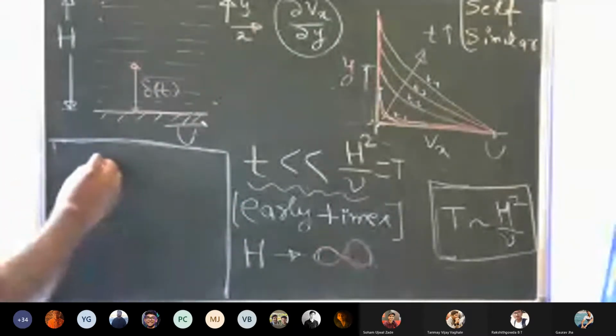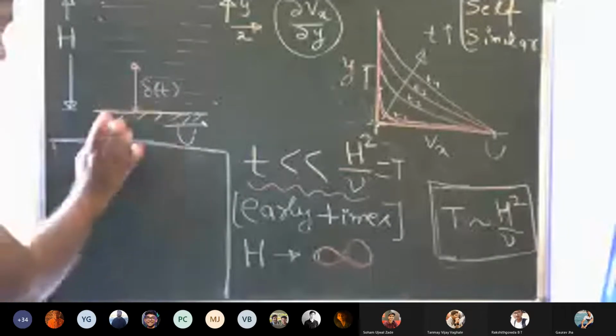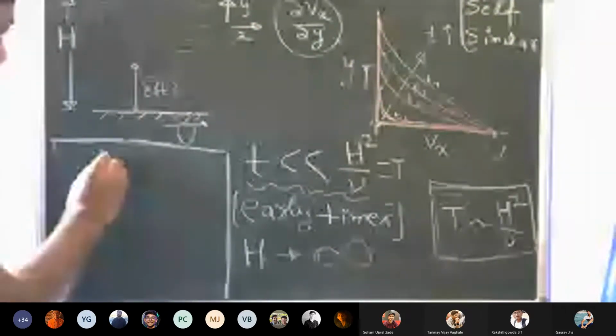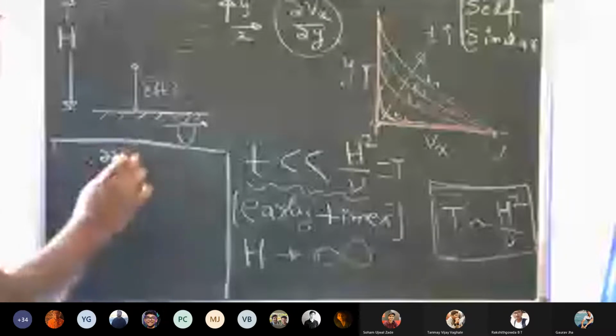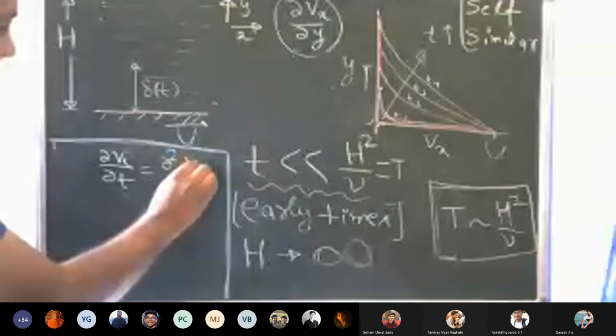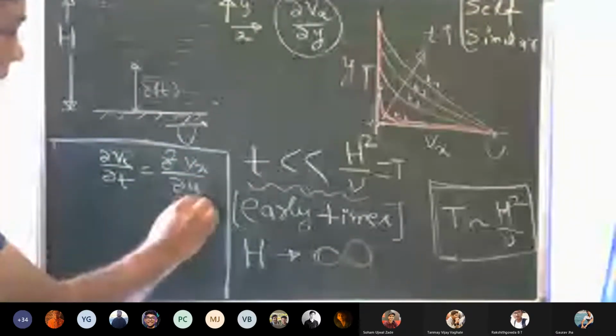Rakshit was saying that T. So what we say as, if you see this equation, del square dou Vx by dou T is equal to dou square Vx by dou y square.